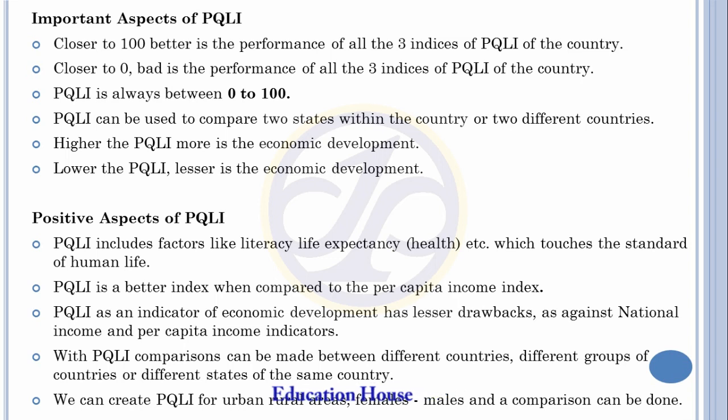The positive aspects of PQLI are literacy and life expectancy. They show the good standard of living of humans. PQLI is better than per capita income. The PQLI indicator is helpful to indicate economic development and lowers drawbacks irrelevant to per capita income and national income. Comparison between two countries can be done easily by PQLI. So PQLI is more important.